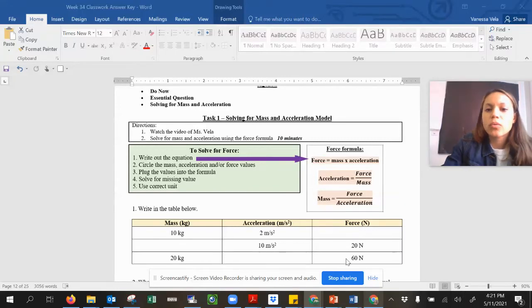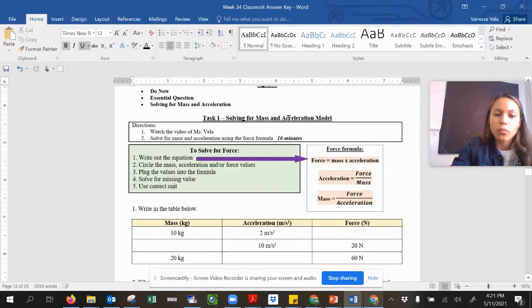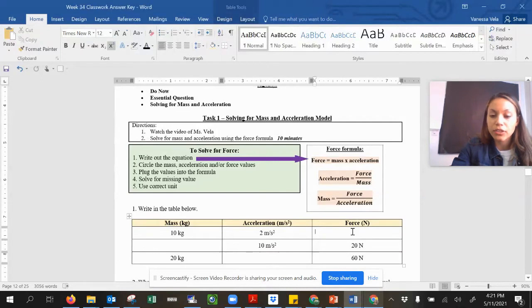Hi guys, today we are shaking it up. We're going to solve for mass and acceleration with given force values. Yesterday you learned how to calculate, or solve for, force. It's very simple, we just use a formula. But today we are going to provide you with some more detail to calculate.